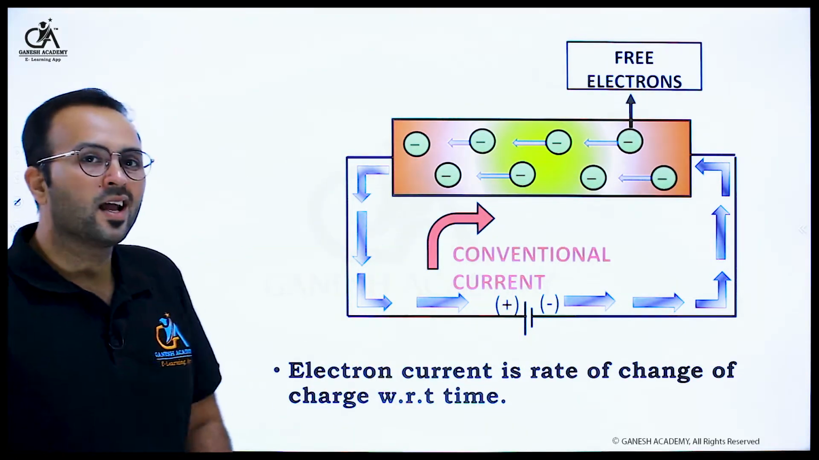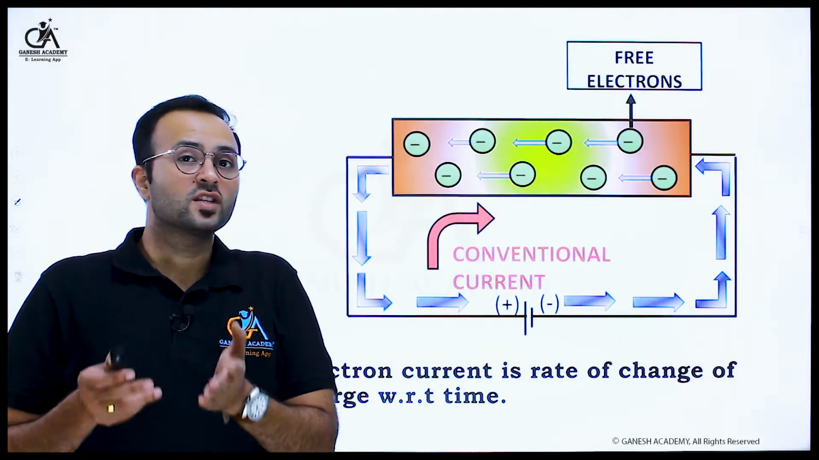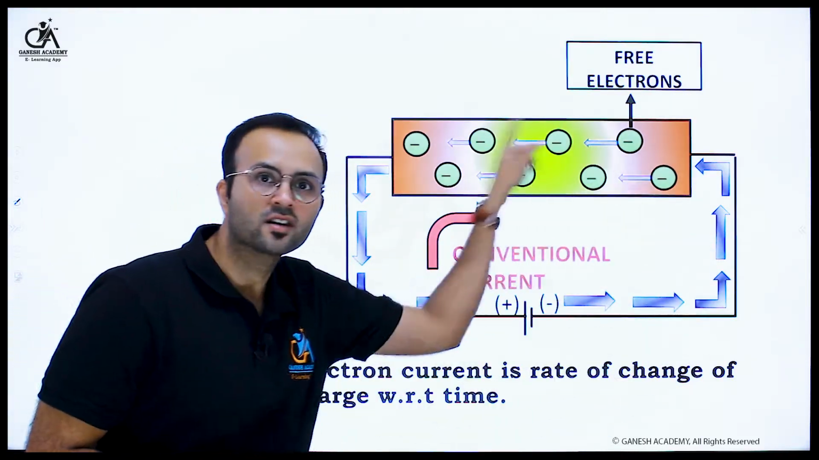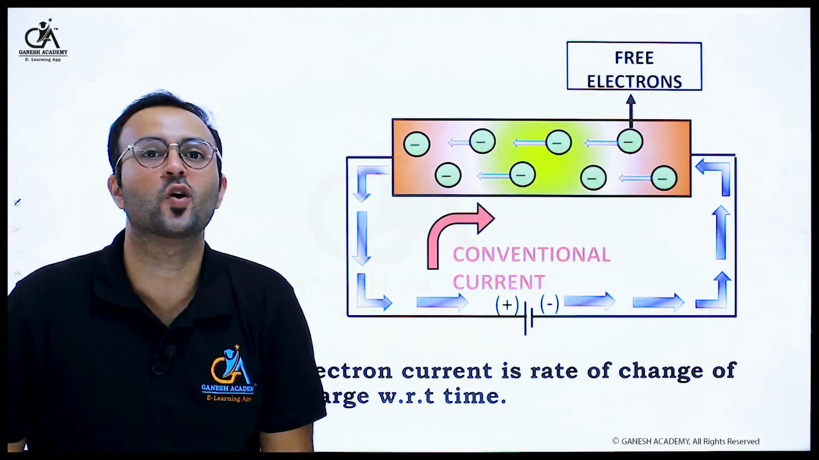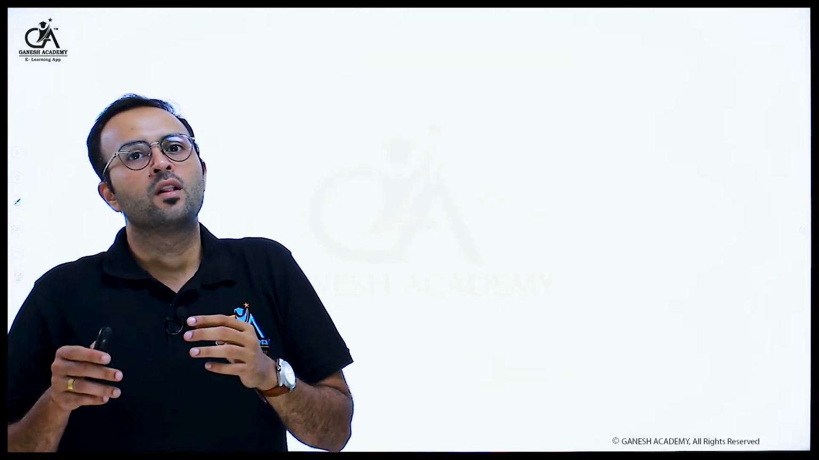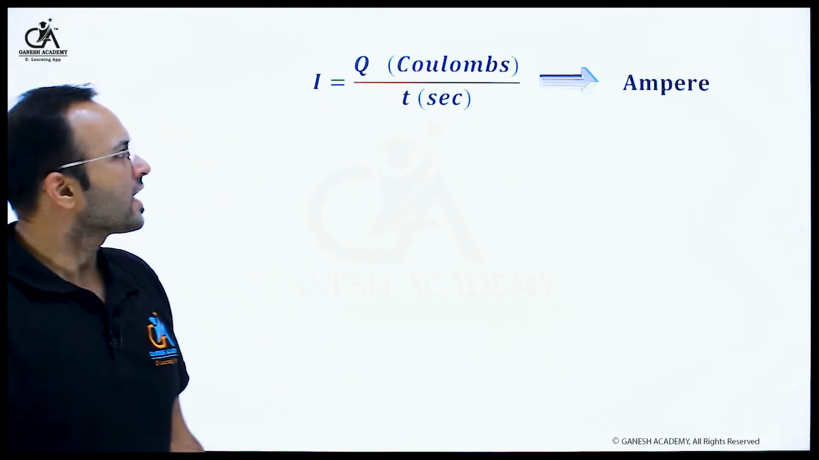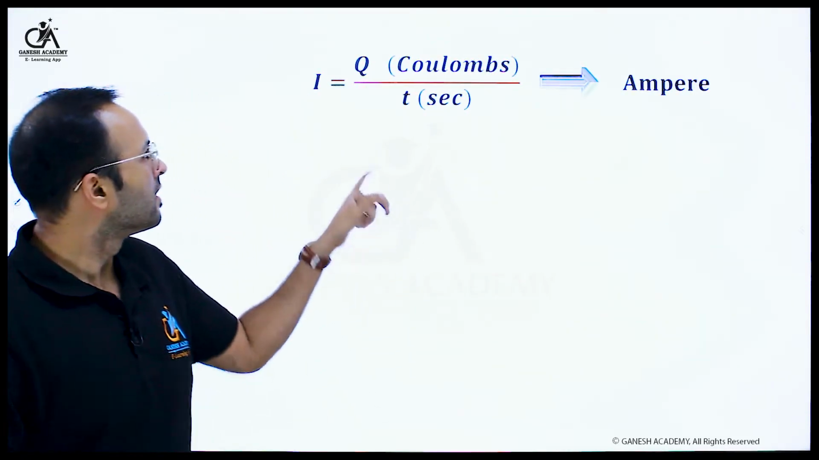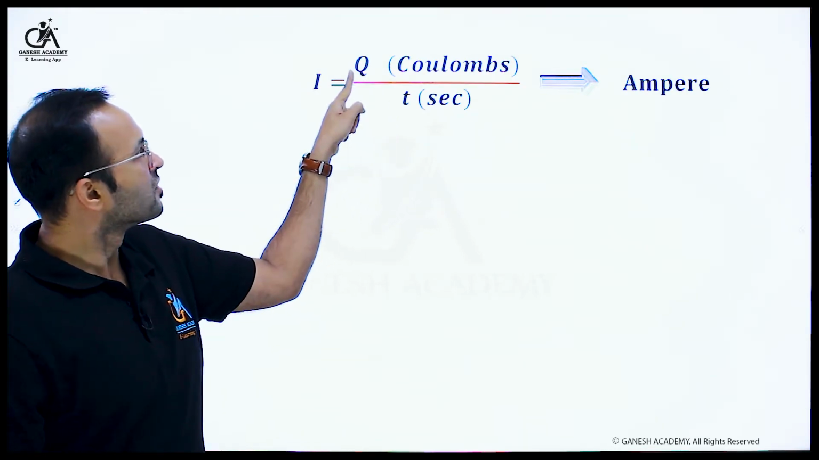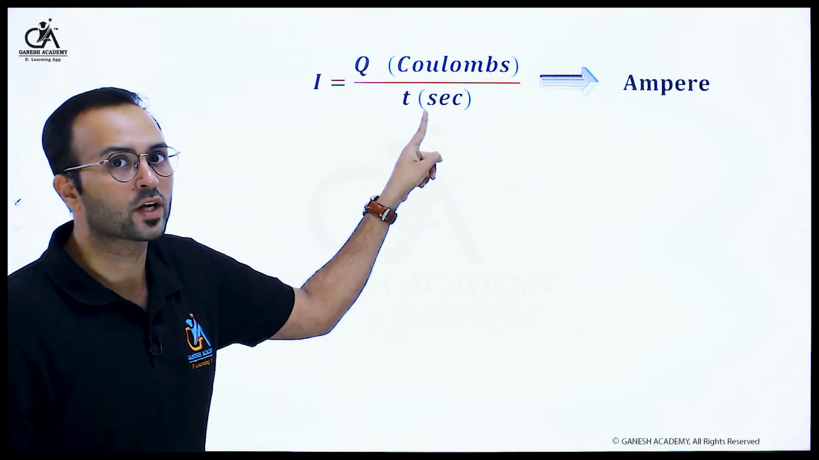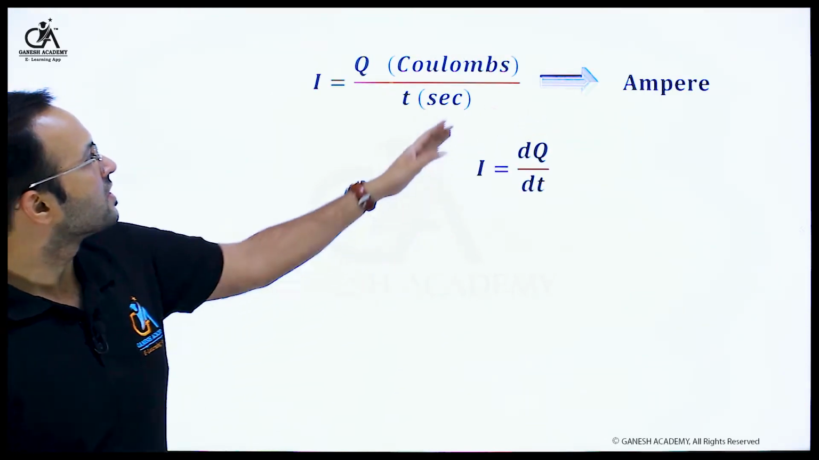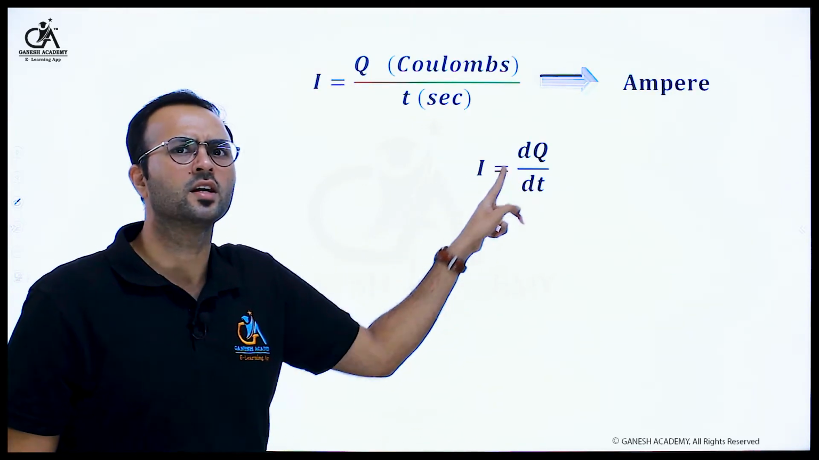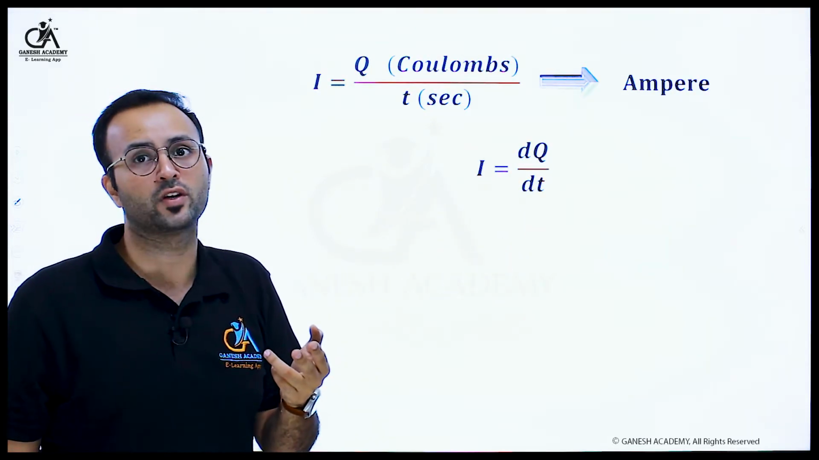So we can say electron current is nothing but rate of change of charge with respect to time. That means these charges which are moving in the circuit are nothing but an electron current. So let's define it with a formula. Current is defined as I is nothing but charge per time. That moving of a charge with respect to time is nothing but a current, which is denoted by ampere. You can also say in a simple way, current is nothing but dq by dt, that is rate of change of charge with respect to time.